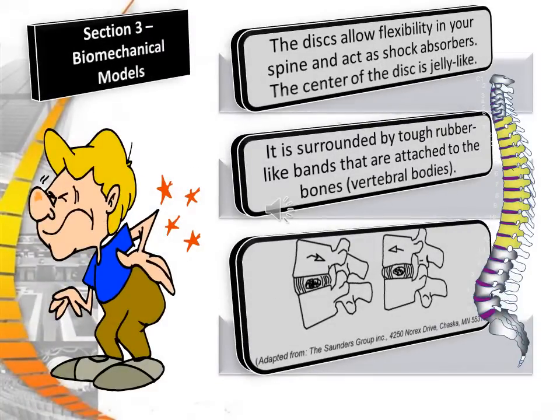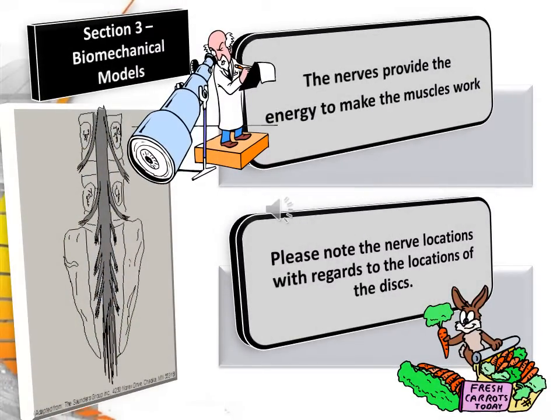The disc allows flexibility in your spine and acts as a shock absorber. The center of the disc is jelly-like. It is surrounded by tough rubber-like bands that are attached to the bones. The nerves provide energy to make the muscles work. Please note the nerve connections with regard to the location of the discs.